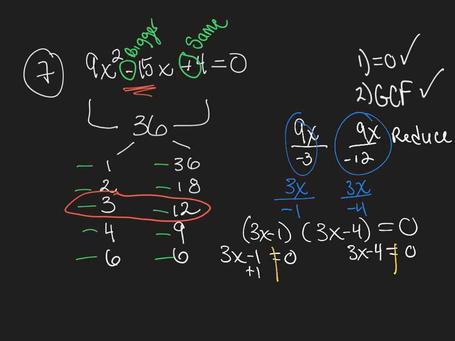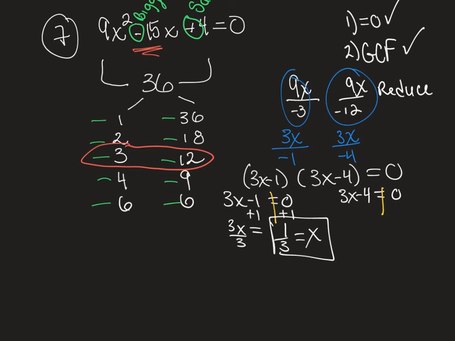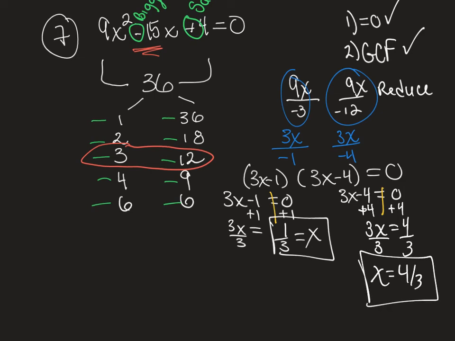I'm going to add the 1 over on the first one. So I'm going to get 3x equals 1, and then I'm going to divide by a 3 and divide by a 3. So for this one, my x equals a third. On my other one, I'm going to add a 4 and add a 4. So 3x equals 4. Then you divide by that 3 to get it away, and you get x equals 4/3. So there's my two solutions for this one.